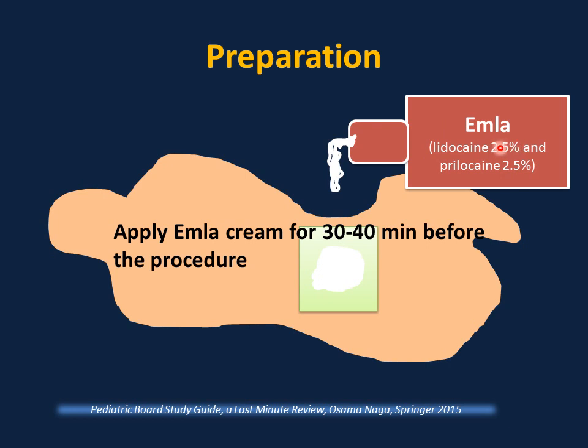Using EMLA cream before the procedure is very important. Even in neonates, this will decrease the pain while you are inserting the needle, even if you are going to use local lidocaine or local infiltration anesthesia. So EMLA is lidocaine and prilocaine, and you can use it 30 to 40 minutes before the procedure.